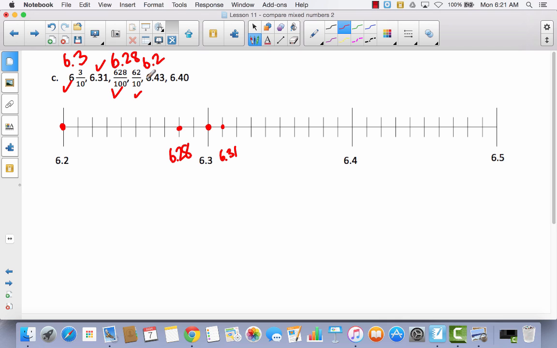Now I've got 6 and 43 hundredths. So if this is 6 and 40 hundredths, which happens to be the last one, I'm going to go ahead and mark that one. And then this would be 6 and 41 hundredths, 6 and 42 hundredths, and 6 and 43 hundredths. So hopefully you got most of those right, if not all of them right.